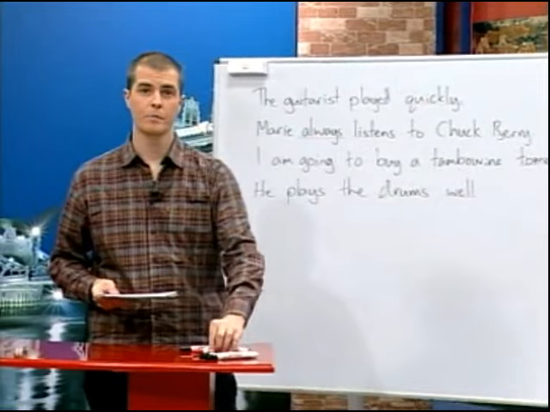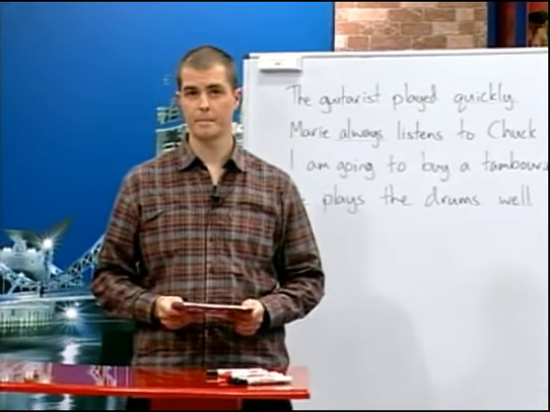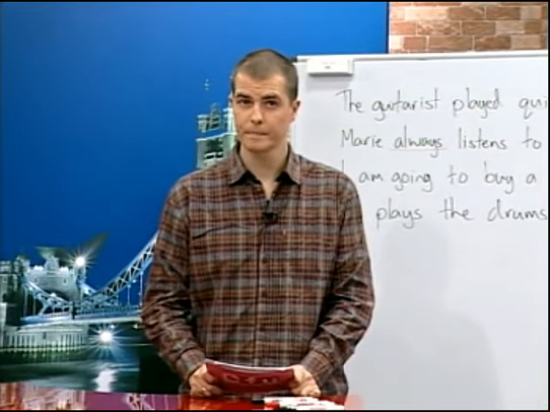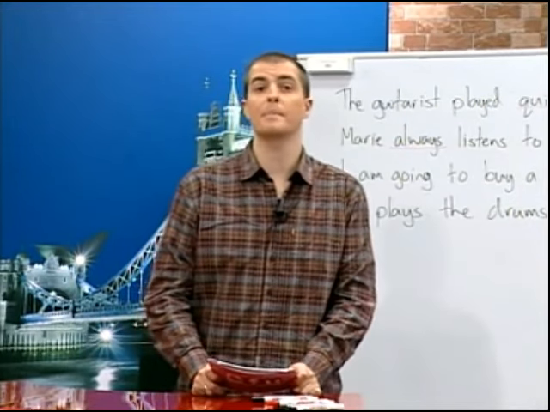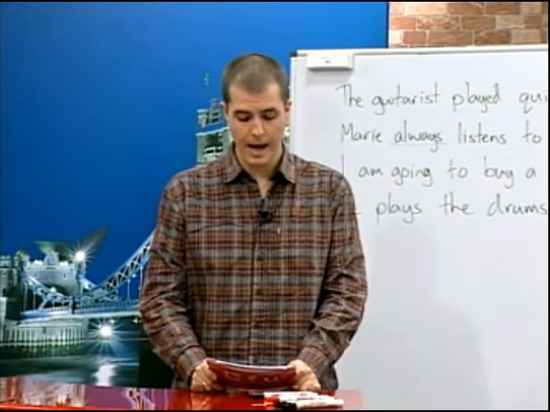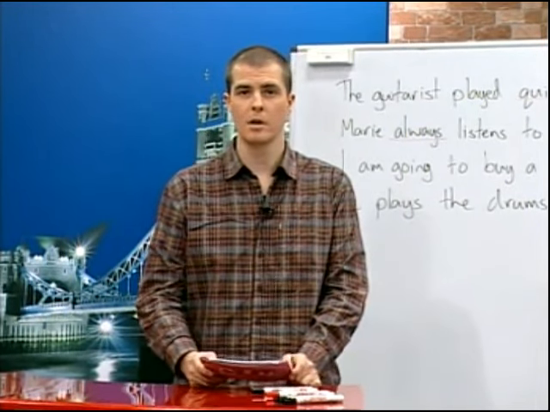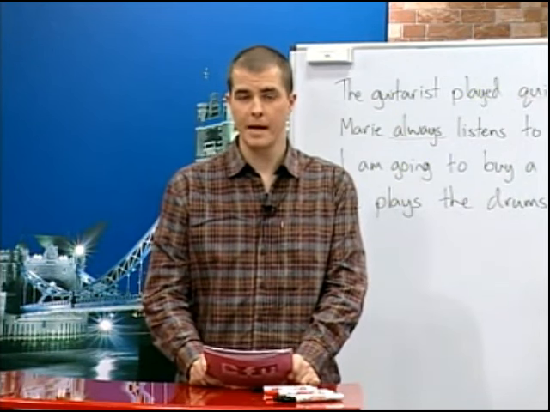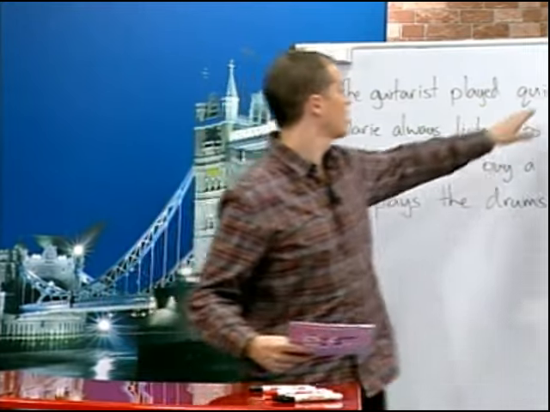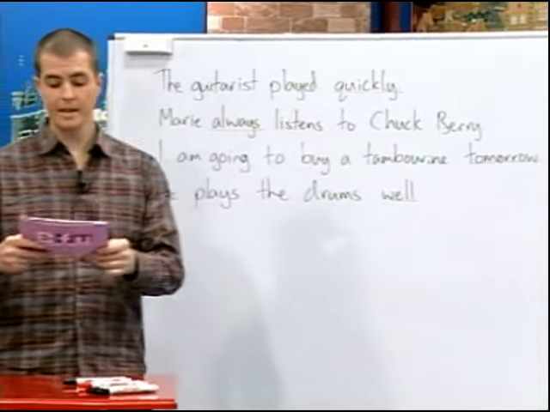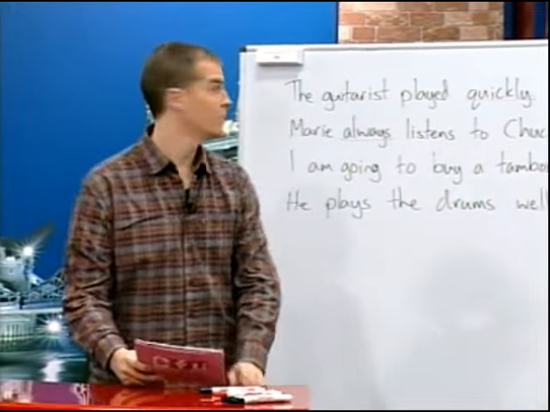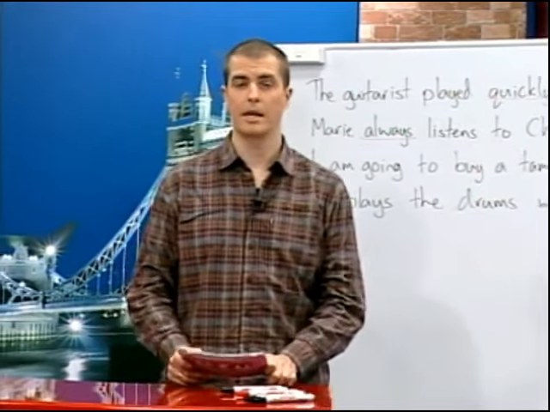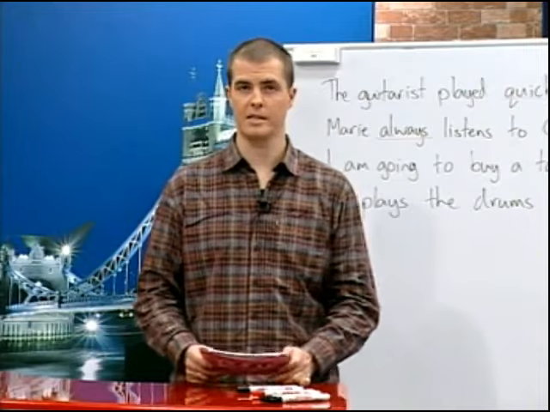They can be of time: early, late, yesterday. They can be of manner: well, or quickly. They can be of place, for example, upstairs, downstairs. And they can be of frequency: always, often, sometimes, rarely. Adverbs often appear at the end of sentences. We see quickly, tomorrow, well. But they can sometimes be used at the beginning or in the middle. Here we have Marie always listens to Chuck Berry. Never can only be used in the middle of a sentence.